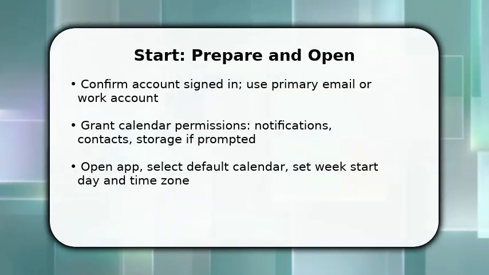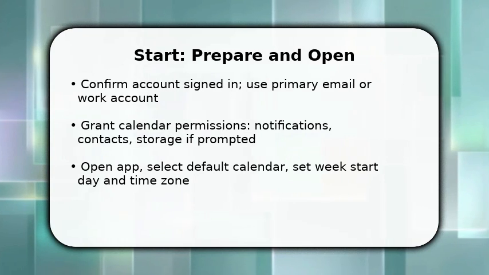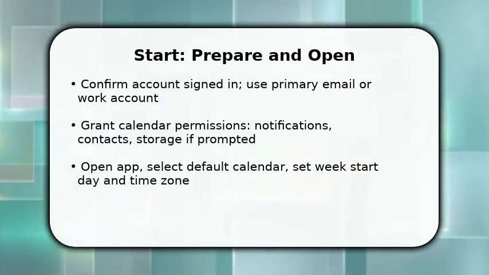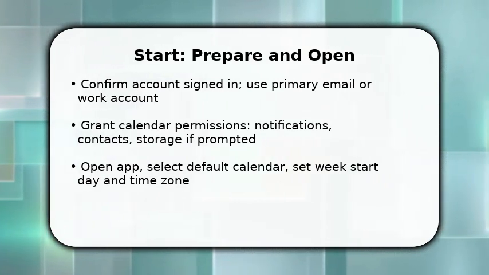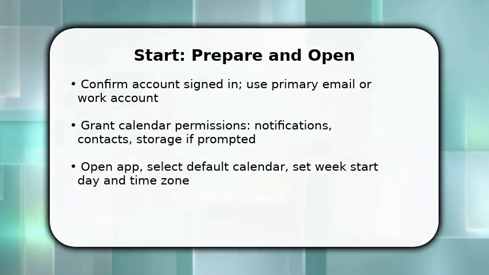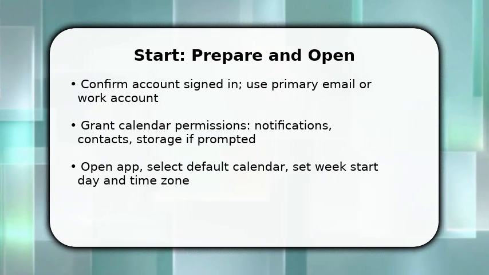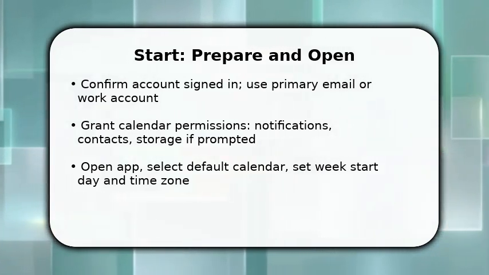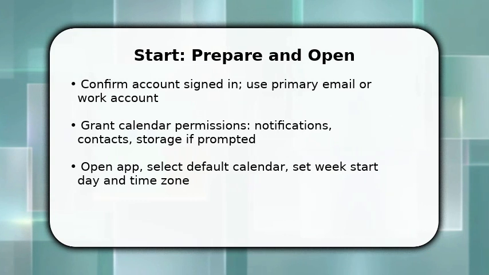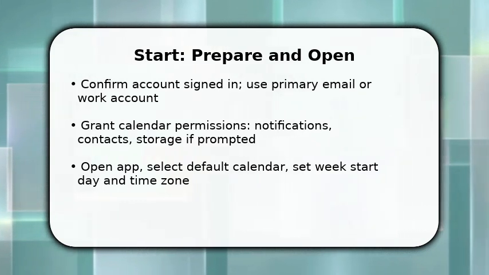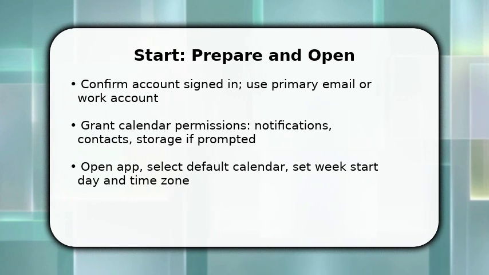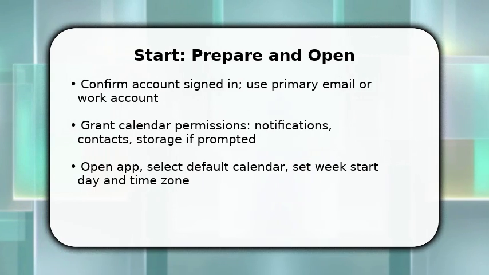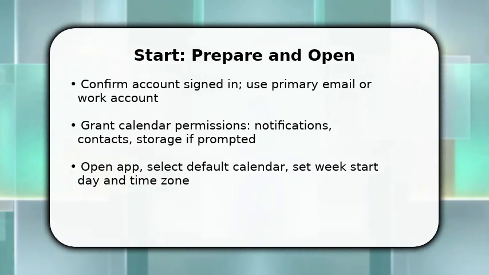You begin by confirming your account and permissions so events sync reliably. Open the Calendar app and select the calendar you'll use most. This prevents duplicates later. Once done, set your week start day and time zone so recurring items align correctly. Make sure notifications are allowed so reminders arrive. Use different calendars for personal versus work to keep clarity. These initial choices reduce rework and ensure invites, reminders, and availability show accurately when you start adding events.